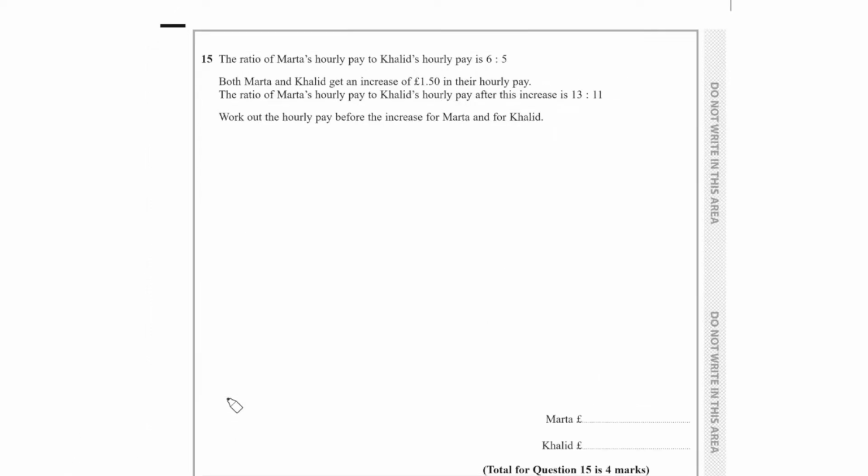Okay, question 15. This one is less straightforward, I would say. So the ratio of Marta's hourly pay to Khalid's hourly pay is 6:5. Both Marta and Khalid get an increase of £1.50 in their hourly pay. The ratio of Marta's hourly pay to Khalid's hourly pay after this increase is 13:11. Work out the hourly pay before the increase for Marta and for Khalid.